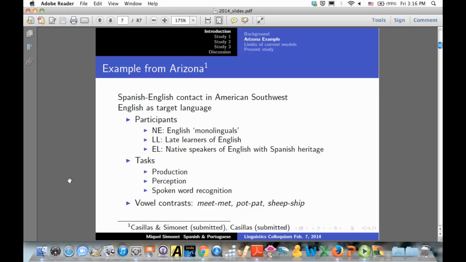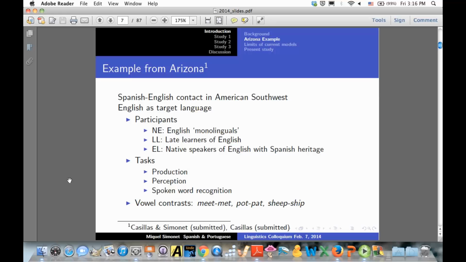So there was this study of 3 groups of participants: 2 control groups on the 2 sides, the English monolinguals on one extreme, the late learners of English on the other extreme, native language Spanish, and the early learners of English, who were native speakers of English exposed to Spanish at home because they are of Spanish or Mexican heritage. There are a lot of tasks looking at production, perception, and spoken word recognition, and we'll look at some of the results.